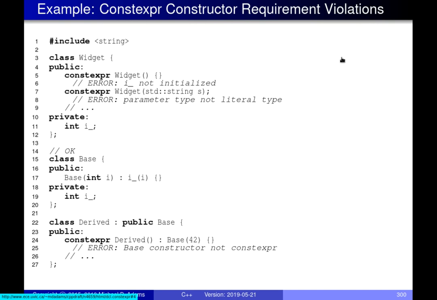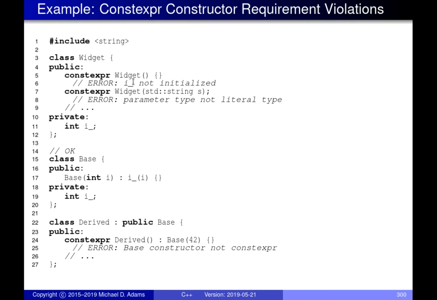Anyway, just some examples to maybe illustrate some of the things that were pointed out on the slide we were just looking at. So here we have this class called widget, and then we have some constexpr constructor for it. This is not a valid constexpr constructor. The reason why is this class has a data member called i_, and we're committing the cardinal sin: we're trying to create a constexpr thing, but we're not properly initializing it.